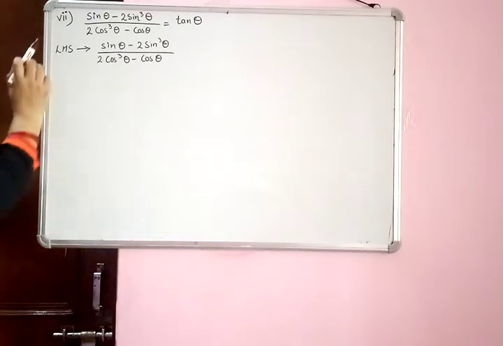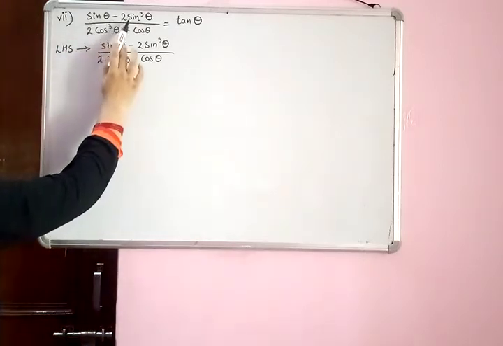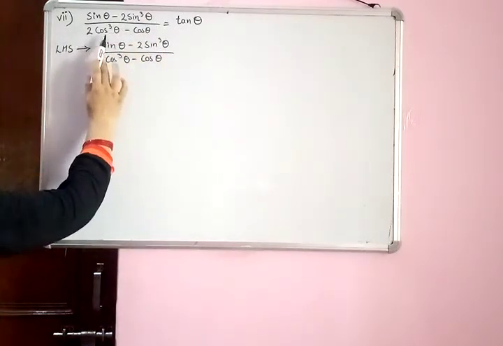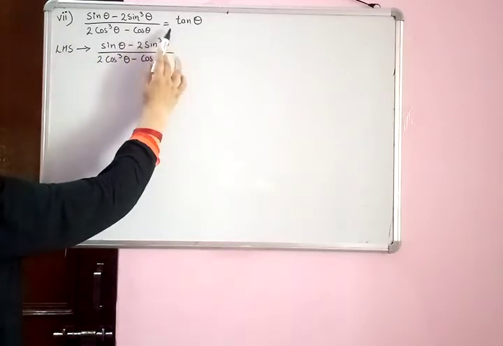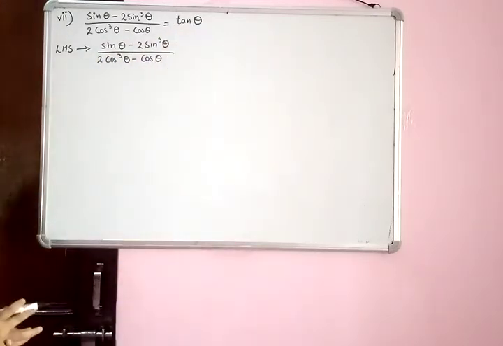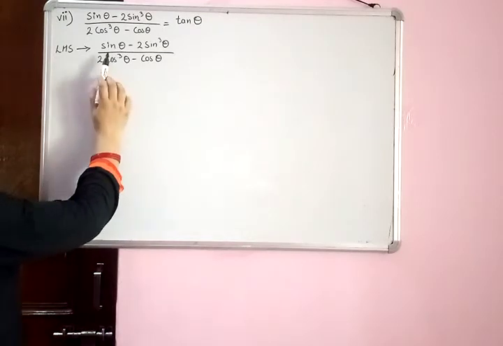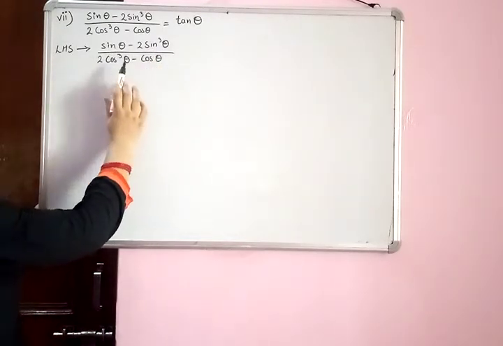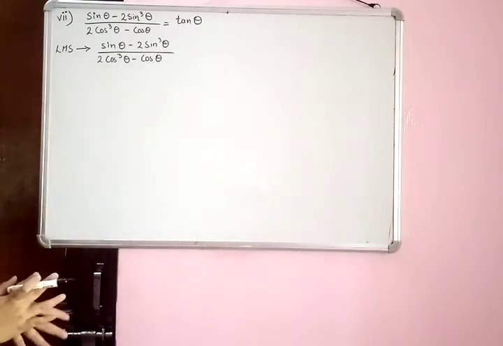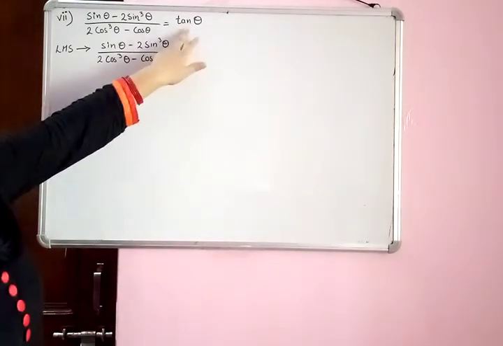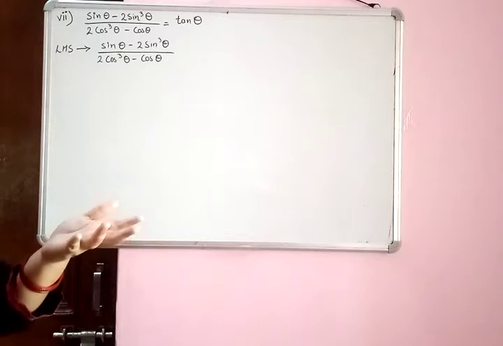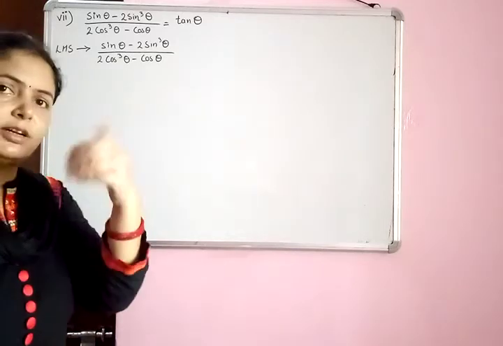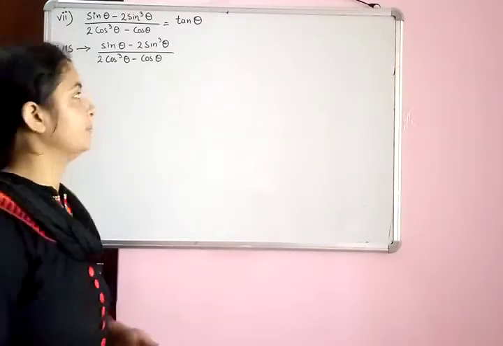Now seventh part: (sin theta minus 2 sin cube theta) upon (2 cos cube theta minus cos theta) is equal to tan theta. So take the left hand side: sin theta minus 2 sin cube theta upon 2 cos cube theta minus cos theta. Now I know that in the right hand side we have tan theta. So how can we get tan theta? As we all know, by sin theta upon cos theta we can get tan theta.